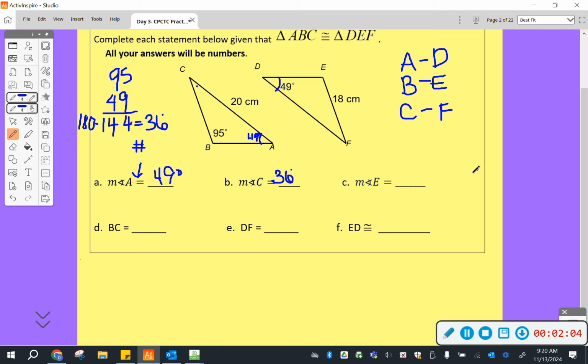Okay? What about angle E? E has nothing here. What does E go with? B, which is 95 degrees. BC. Here is BC. What does BC go with? EF. So my EF is what? 18 centimeters. If I give you units, please use them.